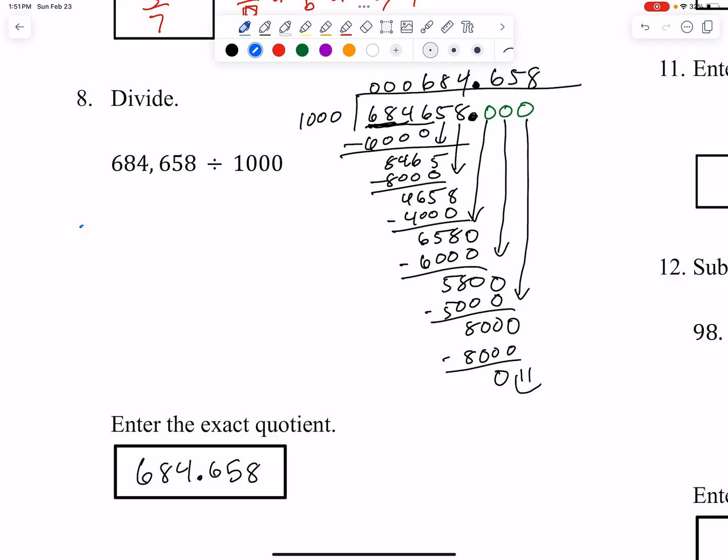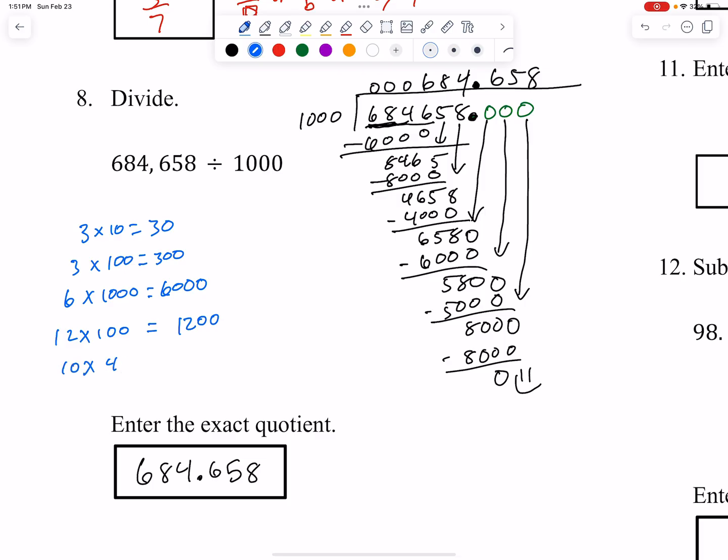So you guys hopefully know, if I do 3 times 10, that's just 30. If I do 3 times 100, that's 300. If I do 6 times 1,000, that's 6,000. If I do 12 times 100, that's 1200. If I do 10 times 40, that's 4, and then there's 2 zeros, so I put them on. So that's the shortcut you hopefully have learned at some point.